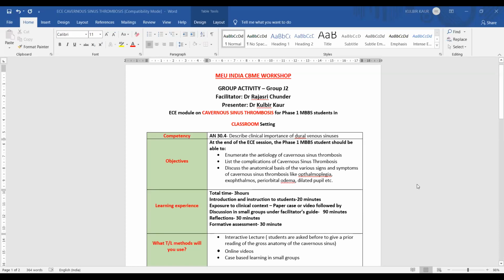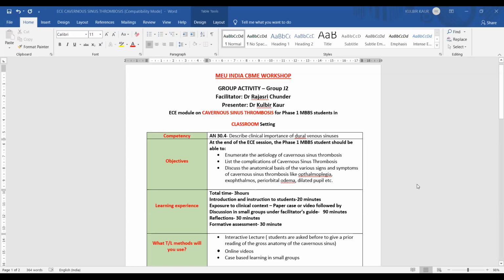of dural venous sinuses. Now, the objectives are that at the end of the ECE session, the phase 1 MBBS student should be able to enumerate the etiology of cavernous sinus thrombosis. Secondly, list the complications of cavernous sinus thrombosis and discuss the anatomical basis of various signs and symptoms of cavernous sinus thrombosis like ophthalmoplegia, exophthalmos, periorbital edema, dilated pupil, etc.